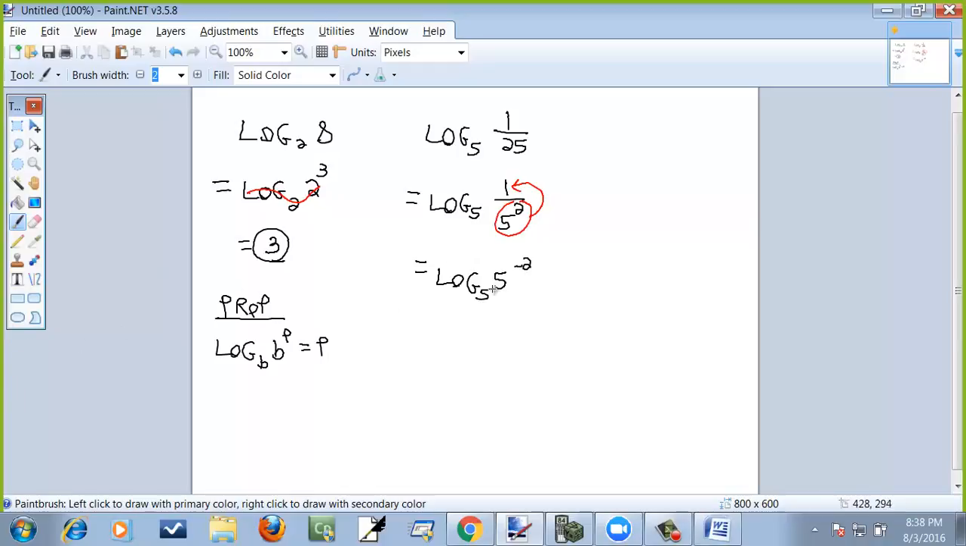Now once I do that, I notice that these numbers match. So the log and those 5s are going to cancel. The negative 2 drops out of the exponent, and our answer is negative 2.